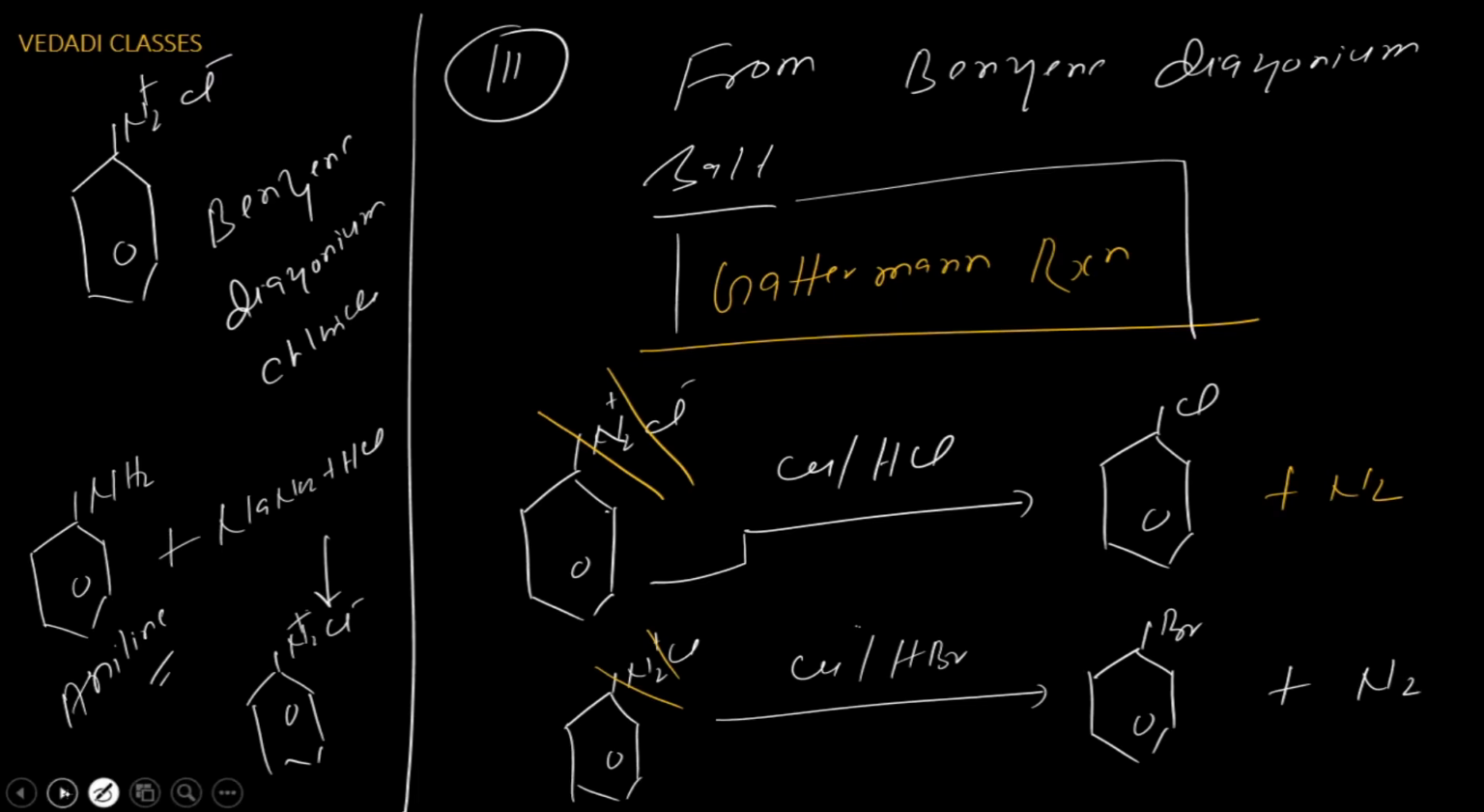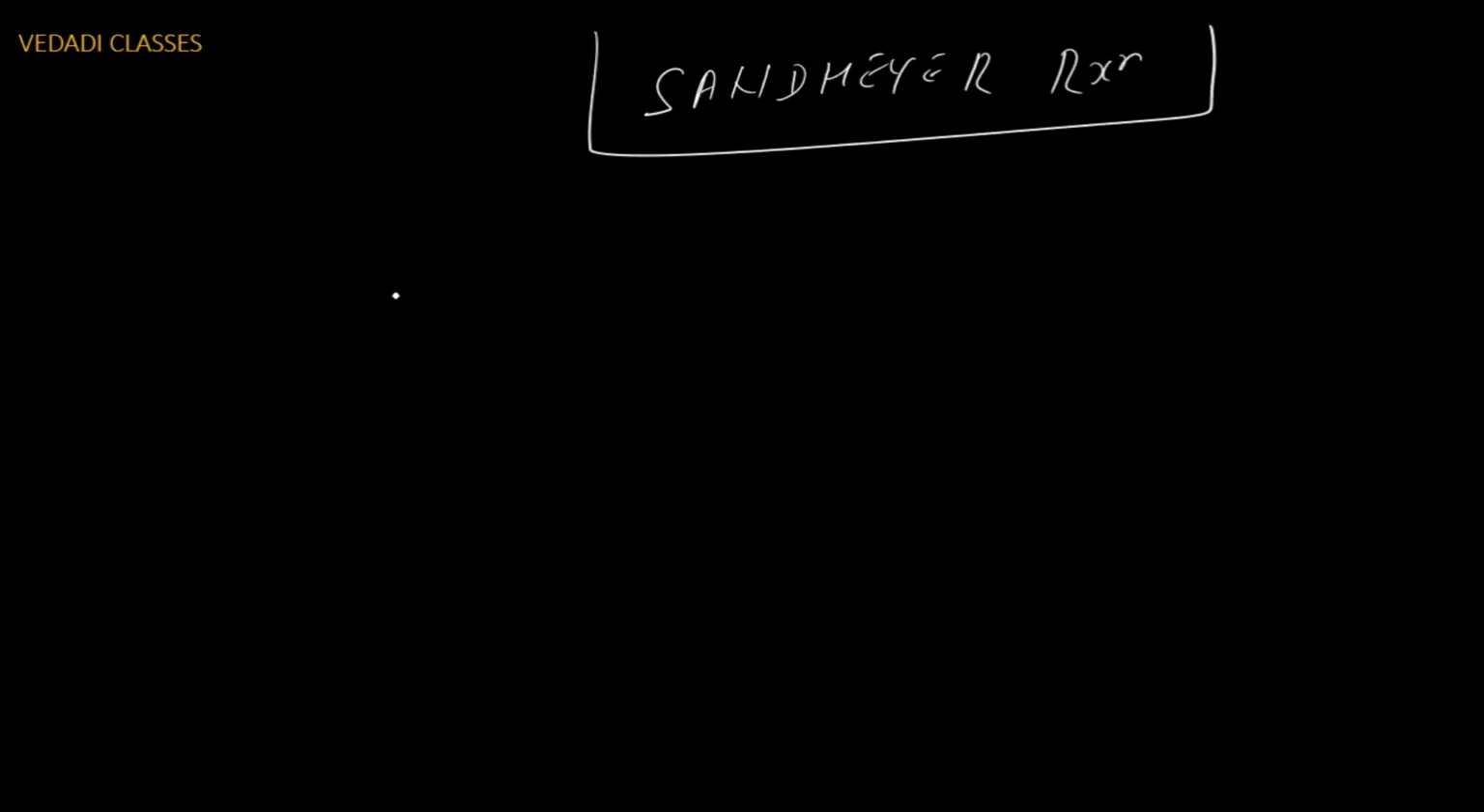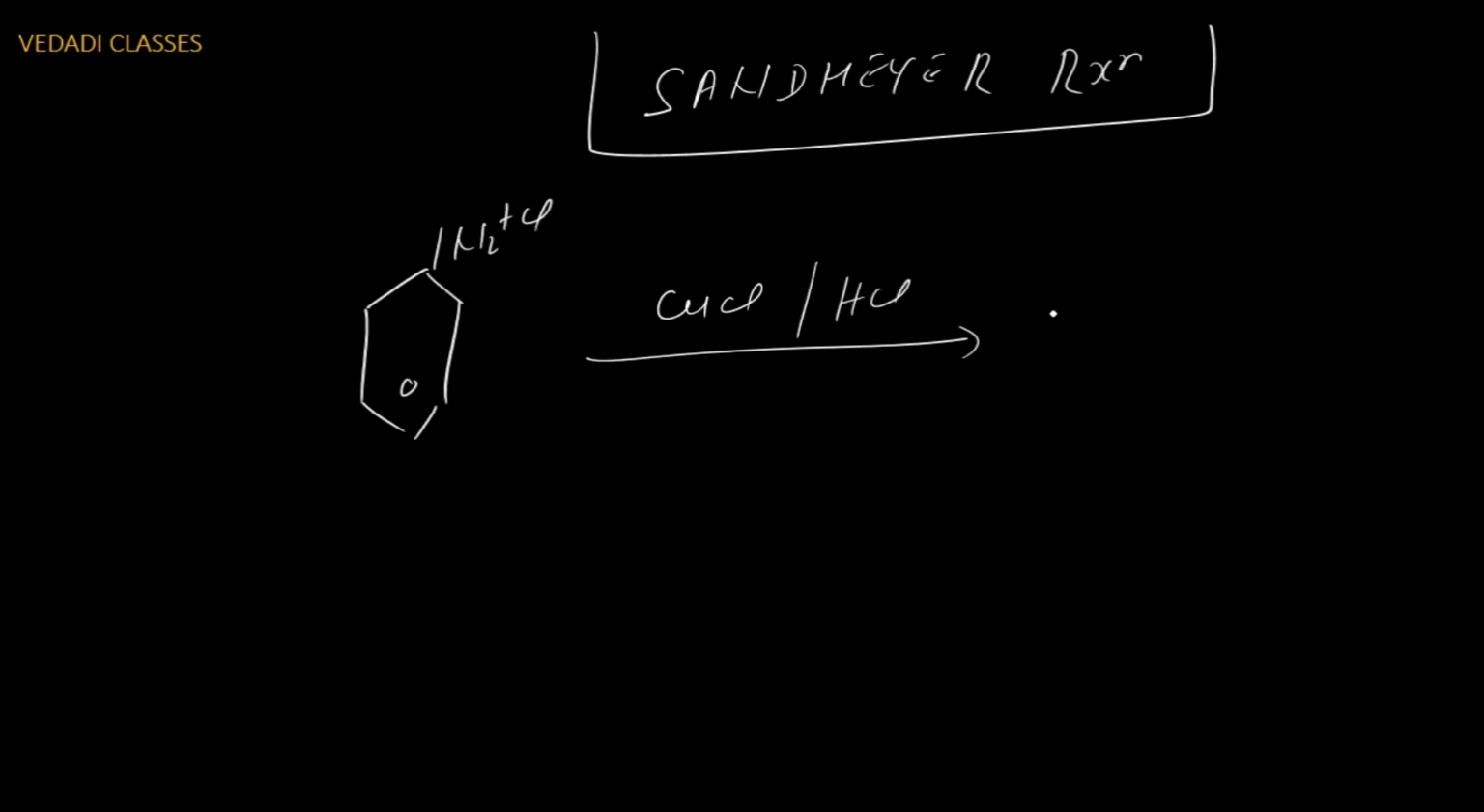Now there is one more, the Sandmeyer reaction. What is the Sandmeyer reaction? When you take benzene diazonium chloride, and in presence of CuCl and HCl, again nitrogen is out from there, and it forms chlorobenzene plus nitrogen as a byproduct.